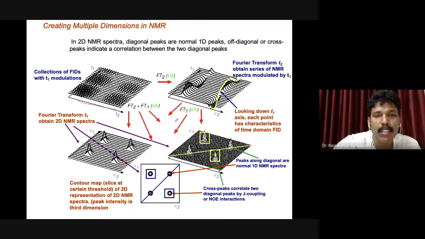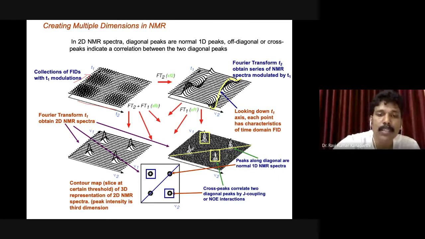Then again, if you process that one, you will get this type of peaks. If you process, you will be getting this kind of thing. The Fourier transformation can be done initially with regard to T1, then later on T2, or else with regard to T2 and then later on by T1. So either way, you are going to get the same diagram. That is nothing but this type of three-dimensional surface.